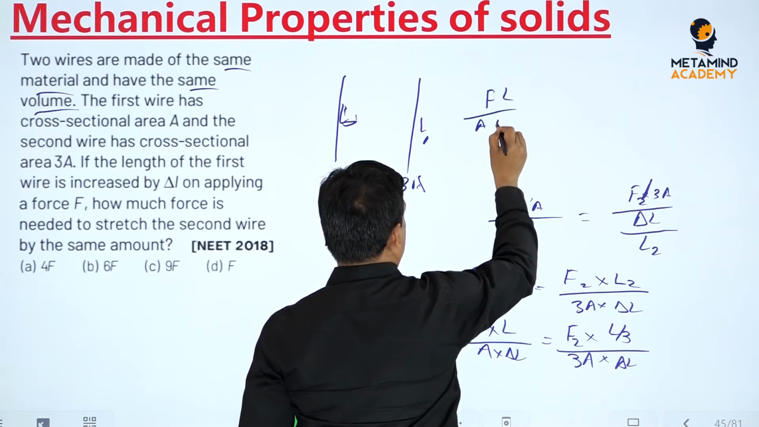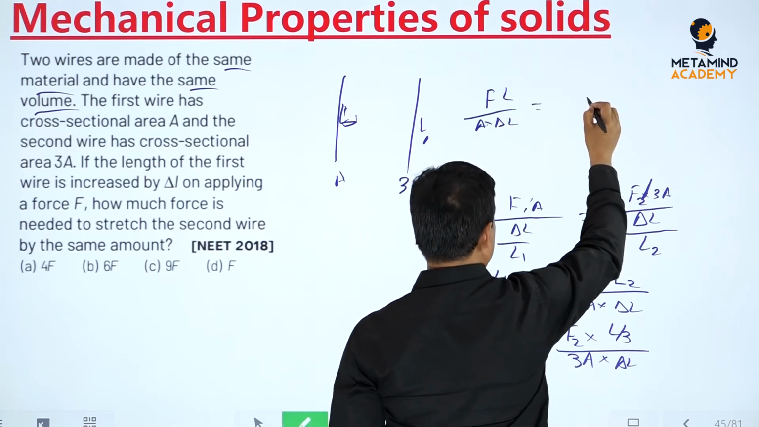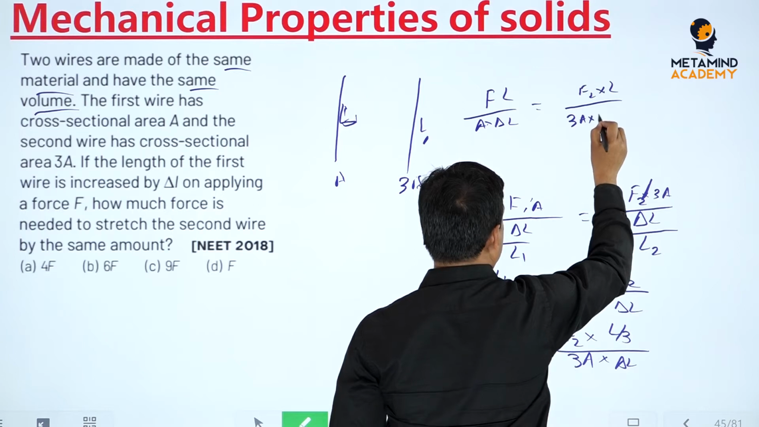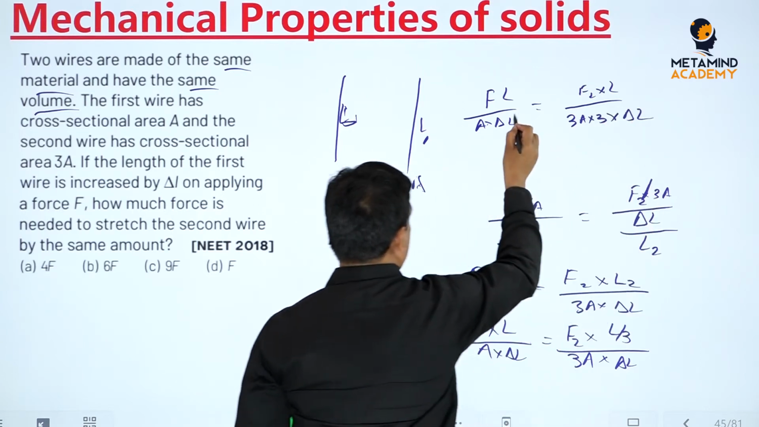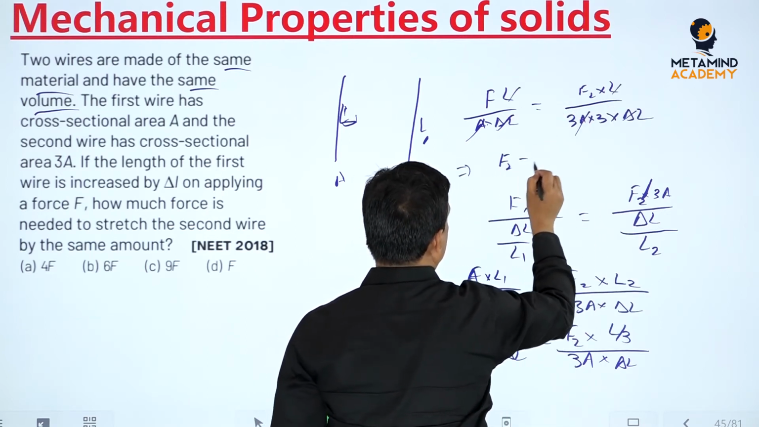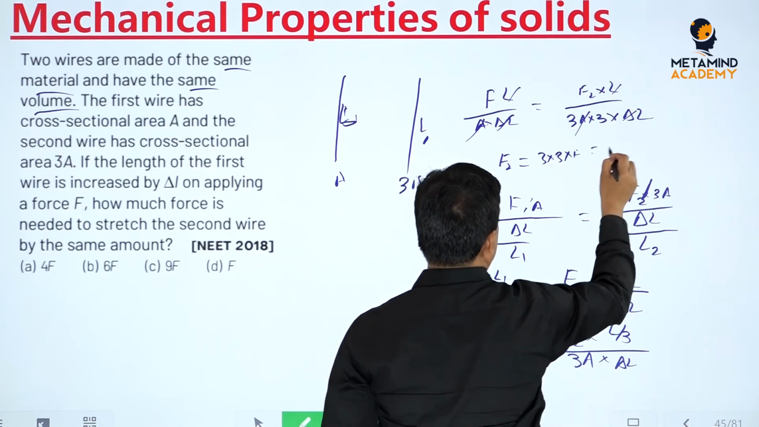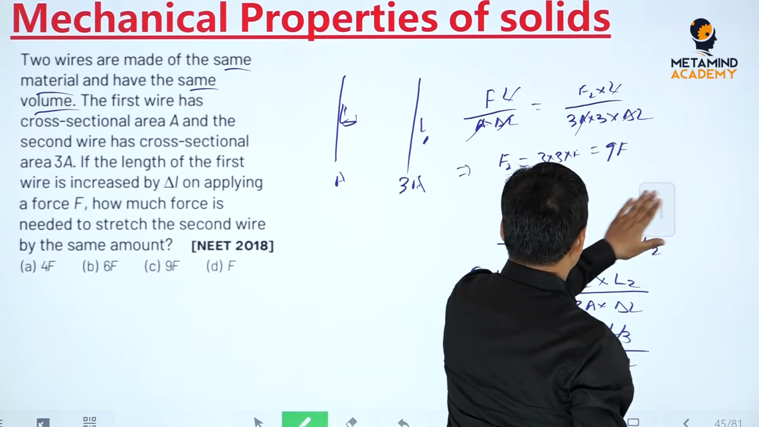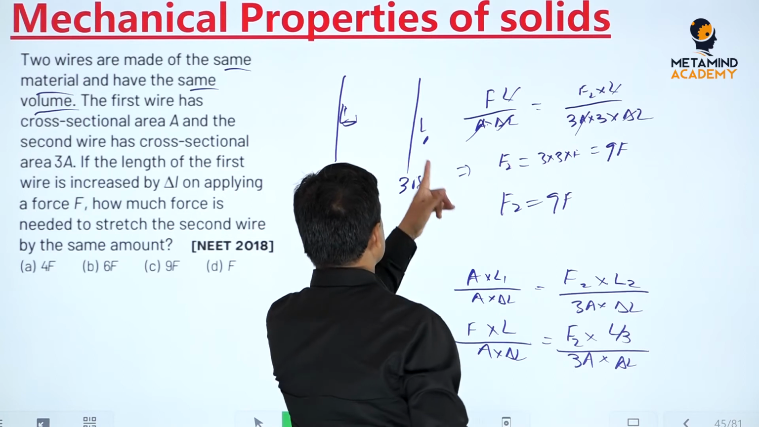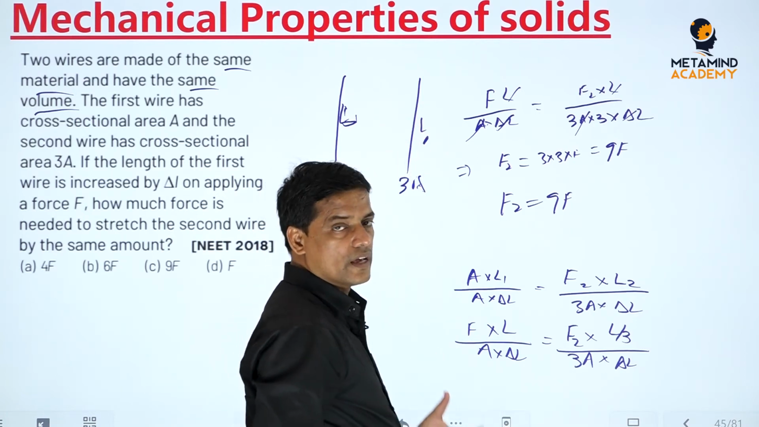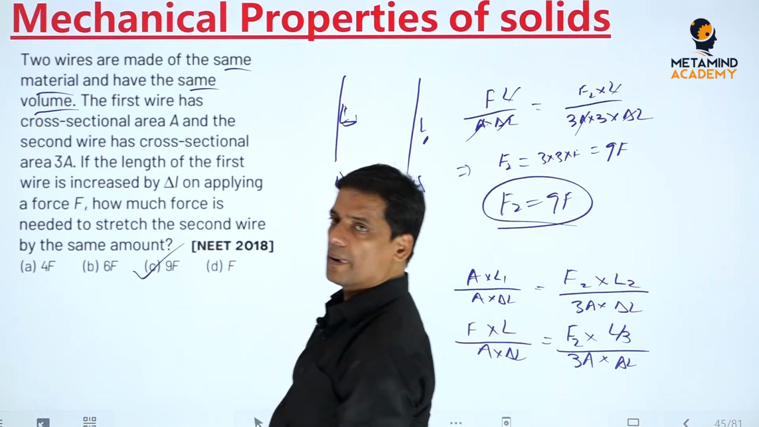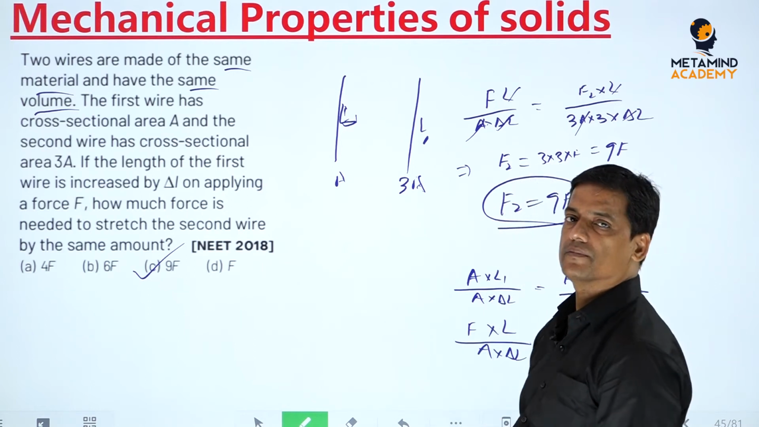FL by A delta L is equal to F2 into L by 3A into 3 into delta L. Delta L, A gone, L gone. So what do you find? F2 is 3 into 3 into F, that is 9F. It means for the second wire, if you want to create the same elongation, my force should be 9 times of F. So the correct answer is 9F.